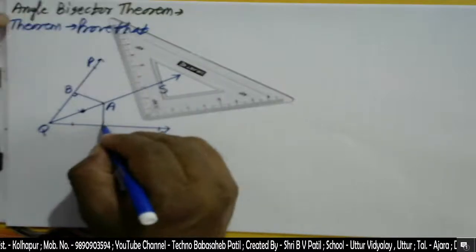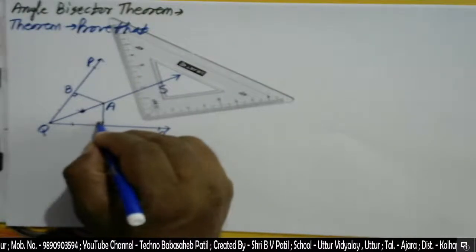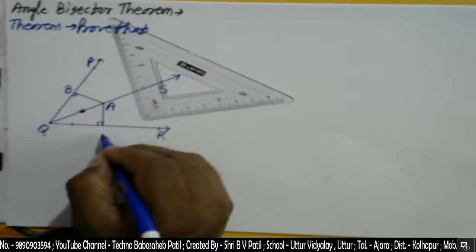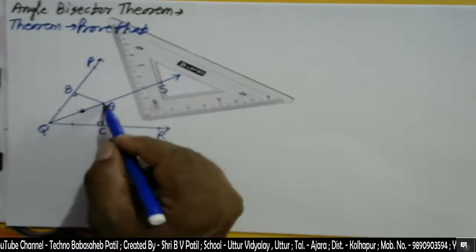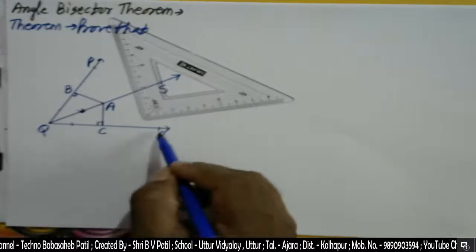And here is the perpendicular. AC is the distance between point A and QR.